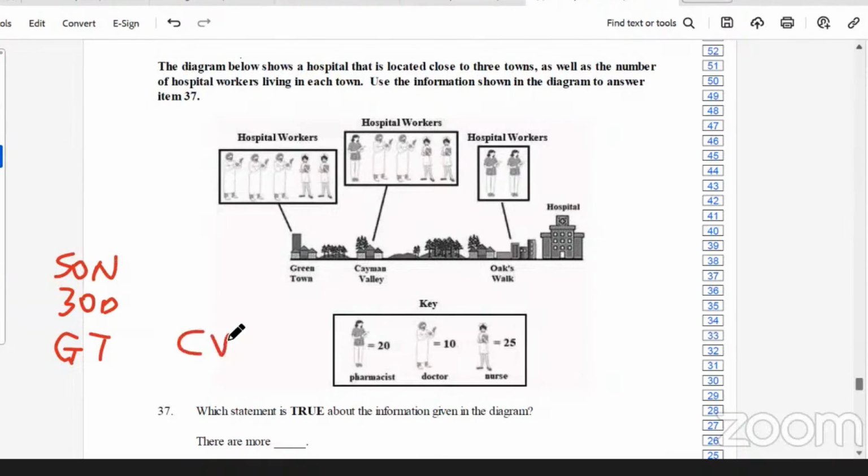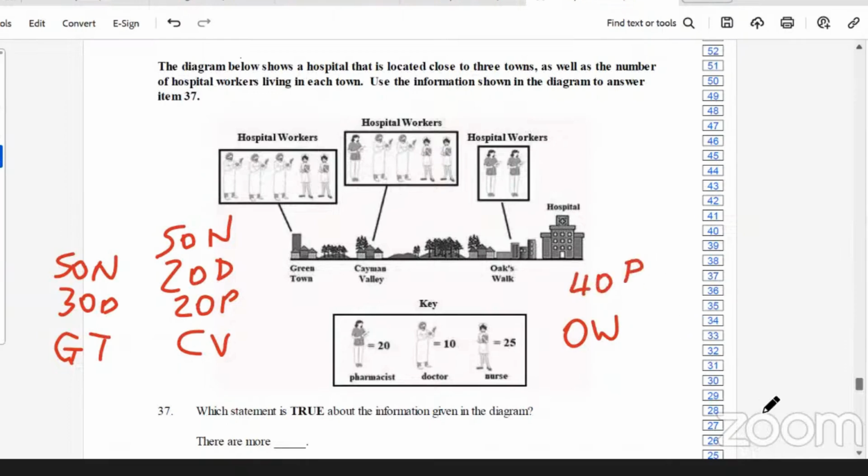CV, that's Cayman Valley, we have 20 pharmacists, right? Because there's just one there. Then we have 20 doctors, and we have 50 nurses. Then in OW, so OW, we just have pharmacists. So we have 40 pharmacists. Okay, so let's see if we can use this information now to answer the question.